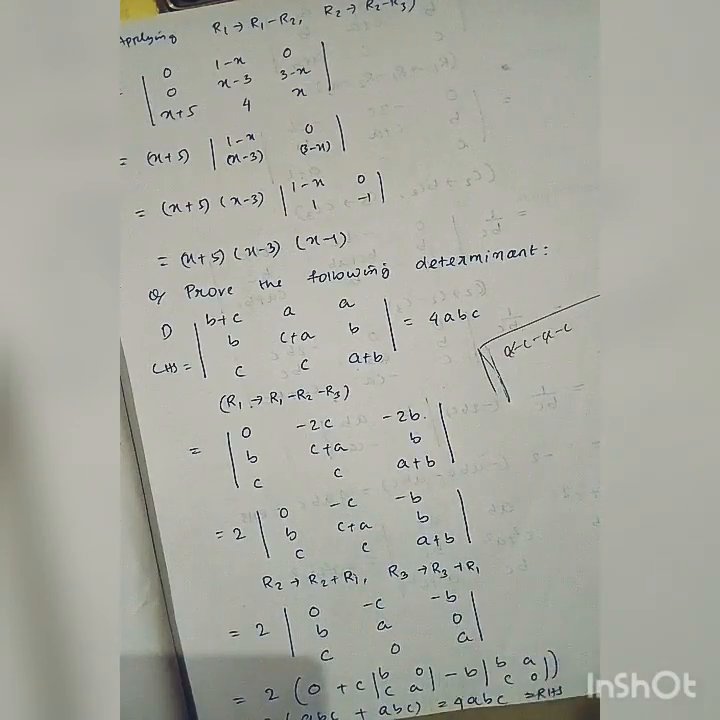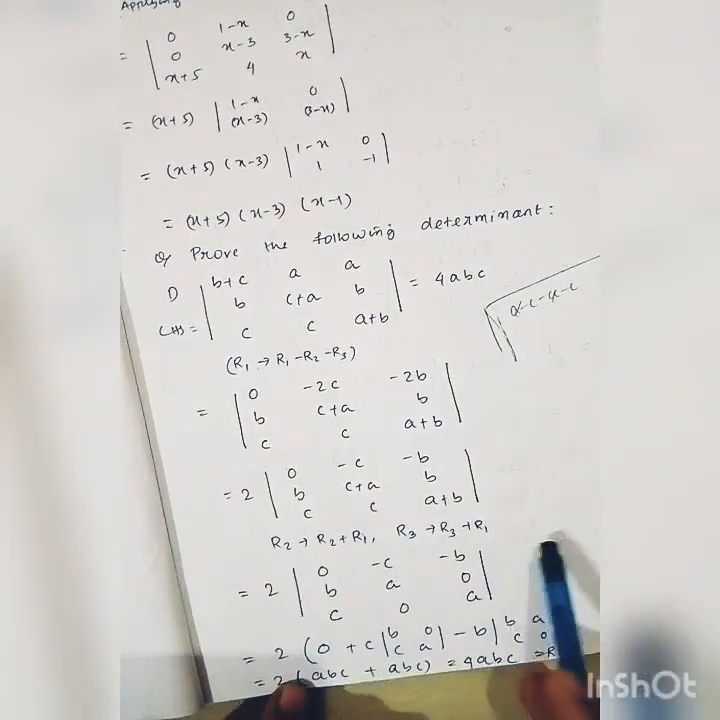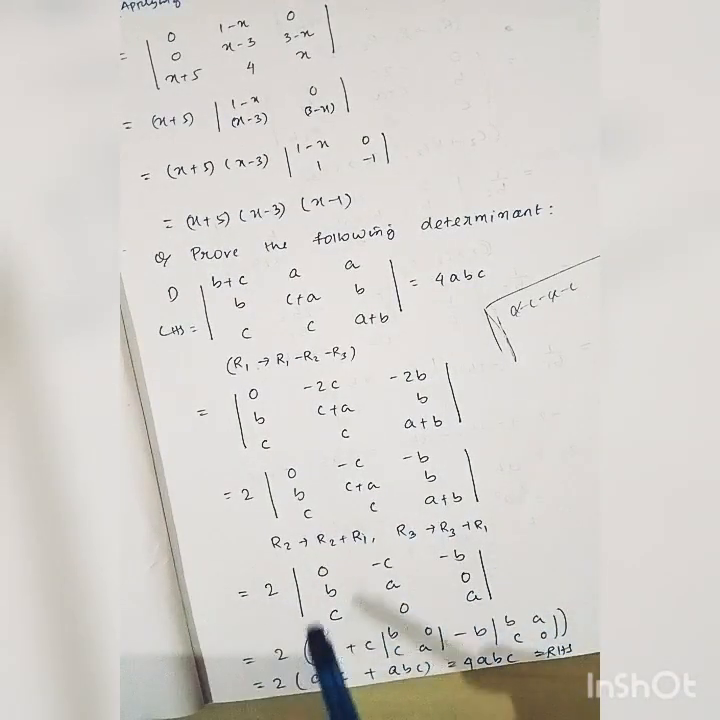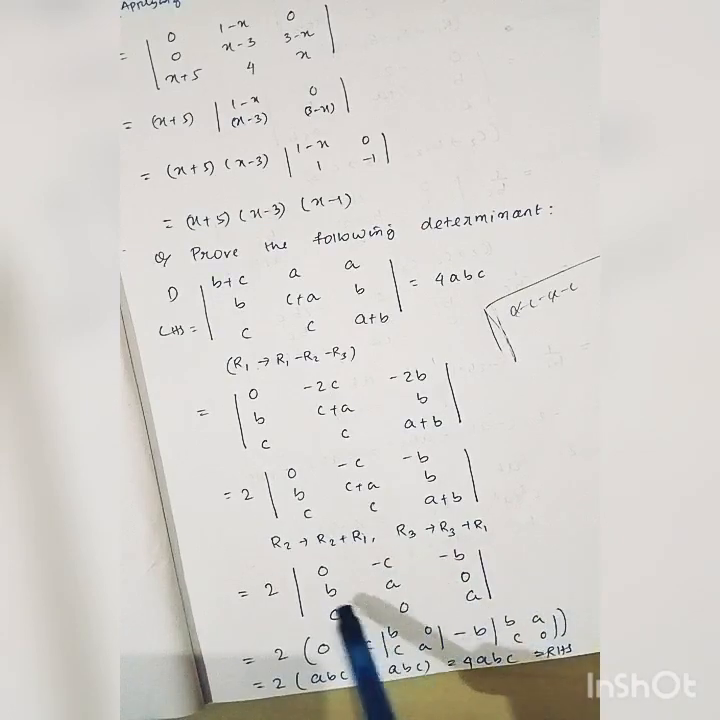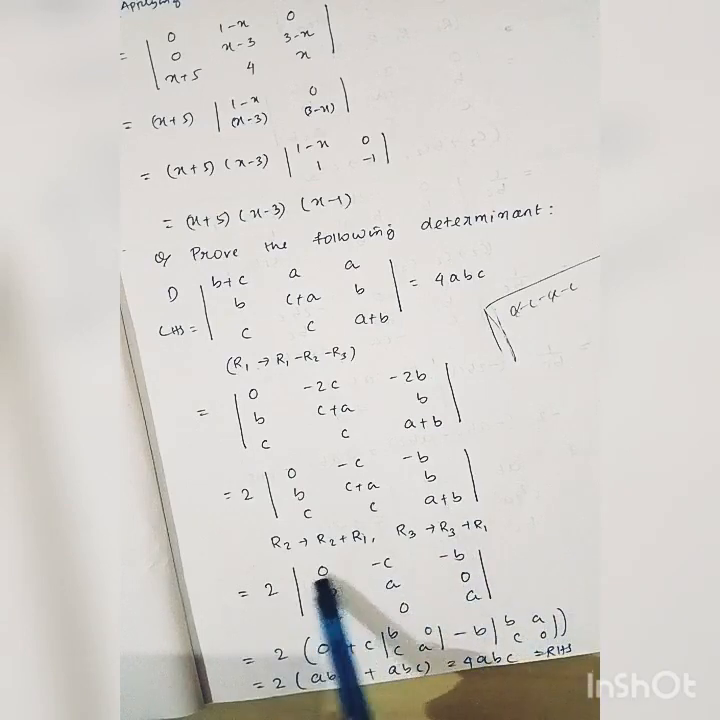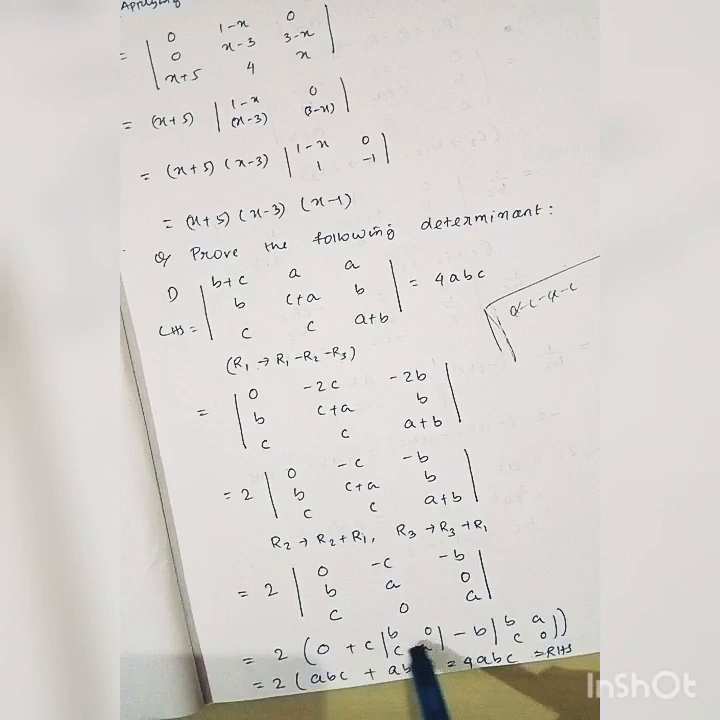Now evaluate this along row 1, that is 0, it is minus minus c, plus c, by deleting first row and second column: b, 0, c, a. Similarly minus b, deleting first row and third column: b, a, c, 0. By solving this, 2 c into ab minus 0, that is abc, minus b into 0 minus c, that is abc, which is equal to 4abc, RHS.